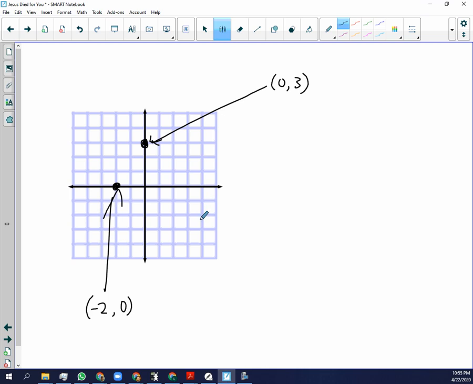That's how you graph solutions to equations in two variables. The whole purpose of the coordinate plane is for graphing solutions to two variable equations.